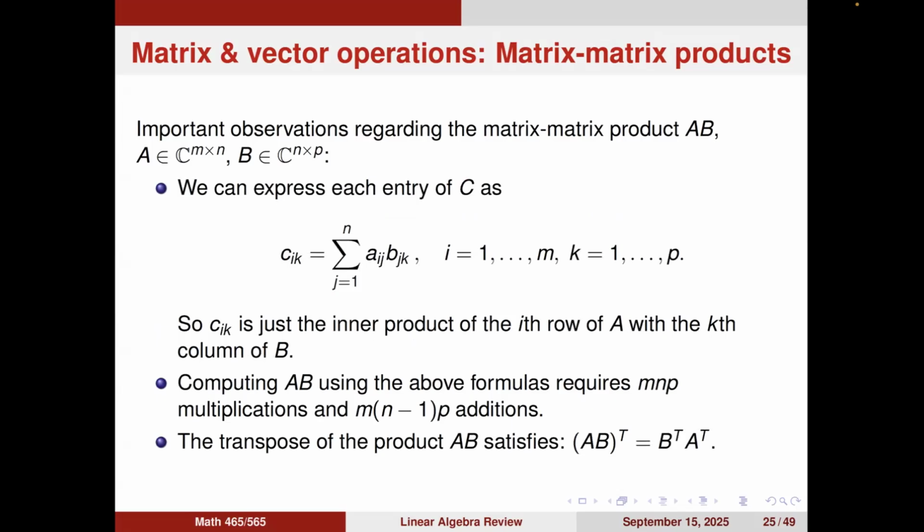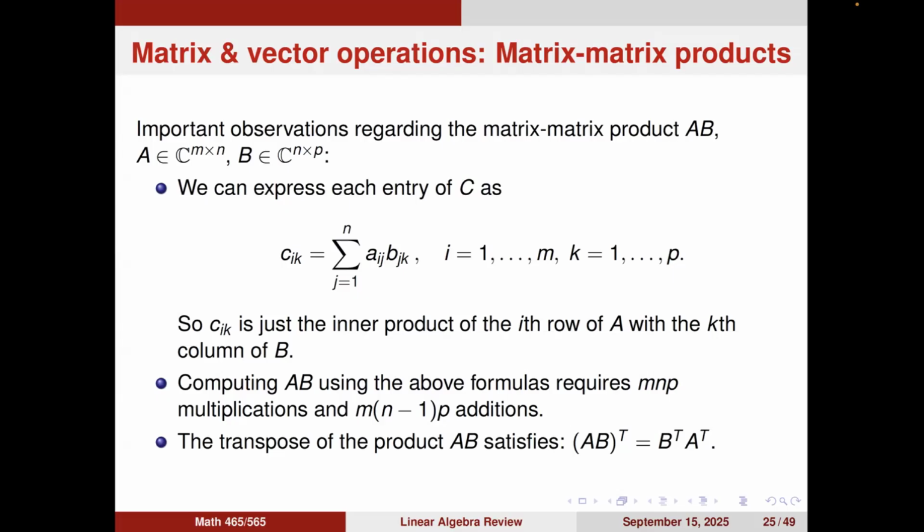Additionally, similar to before, we note that we can write cik to be the sum over j of aij bjk. So what this means is that cik is just the inner product, the dot product of the ith row of A with the kth column of B. Furthermore, if we count the number of multiplications and additions, we can see that the cost is cubic. So if every matrix was n by n, this would be scaling like n cubed. And in general, it scales like m times n times p.